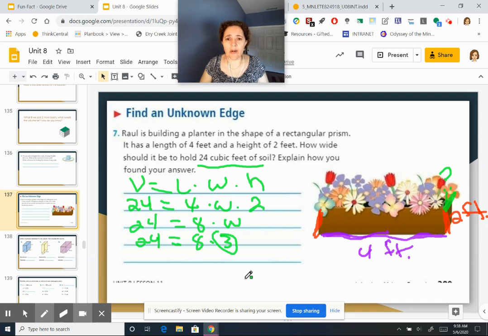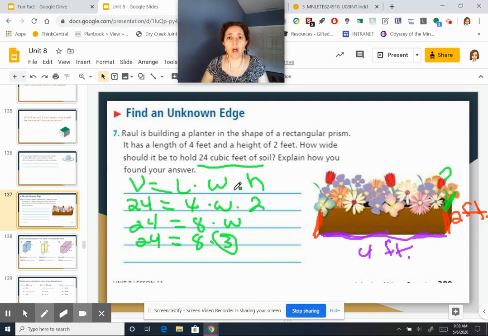Okay, so that's how I solved it. I solved it by knowing my formula, volume equals length times width times height. Then I substituted my numbers. I knew my volume was 24, I knew my length was 4, and I knew my height was 2. All right, so now you see that we can also solve problems when we have an unknown. Okay, so that's what we're dealing with today.